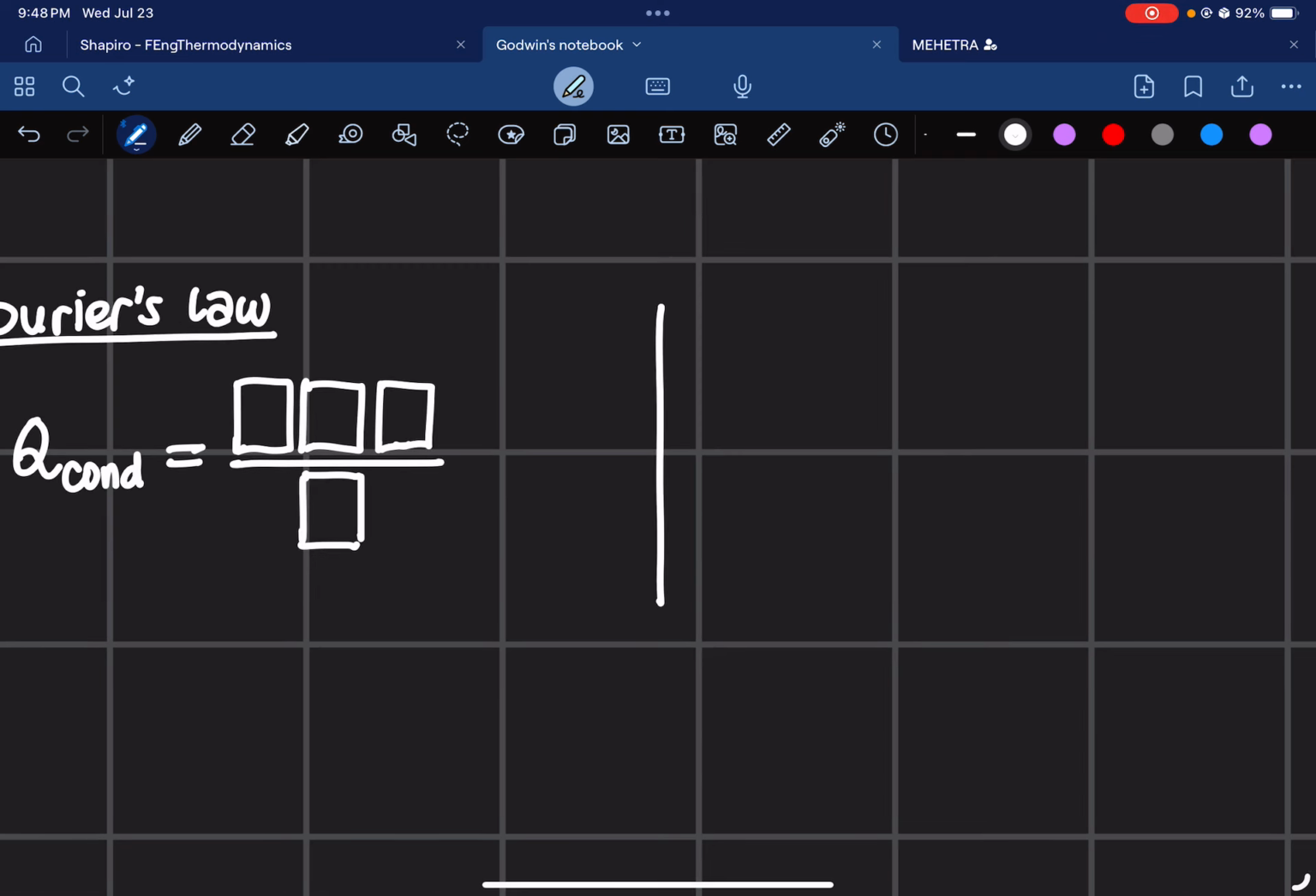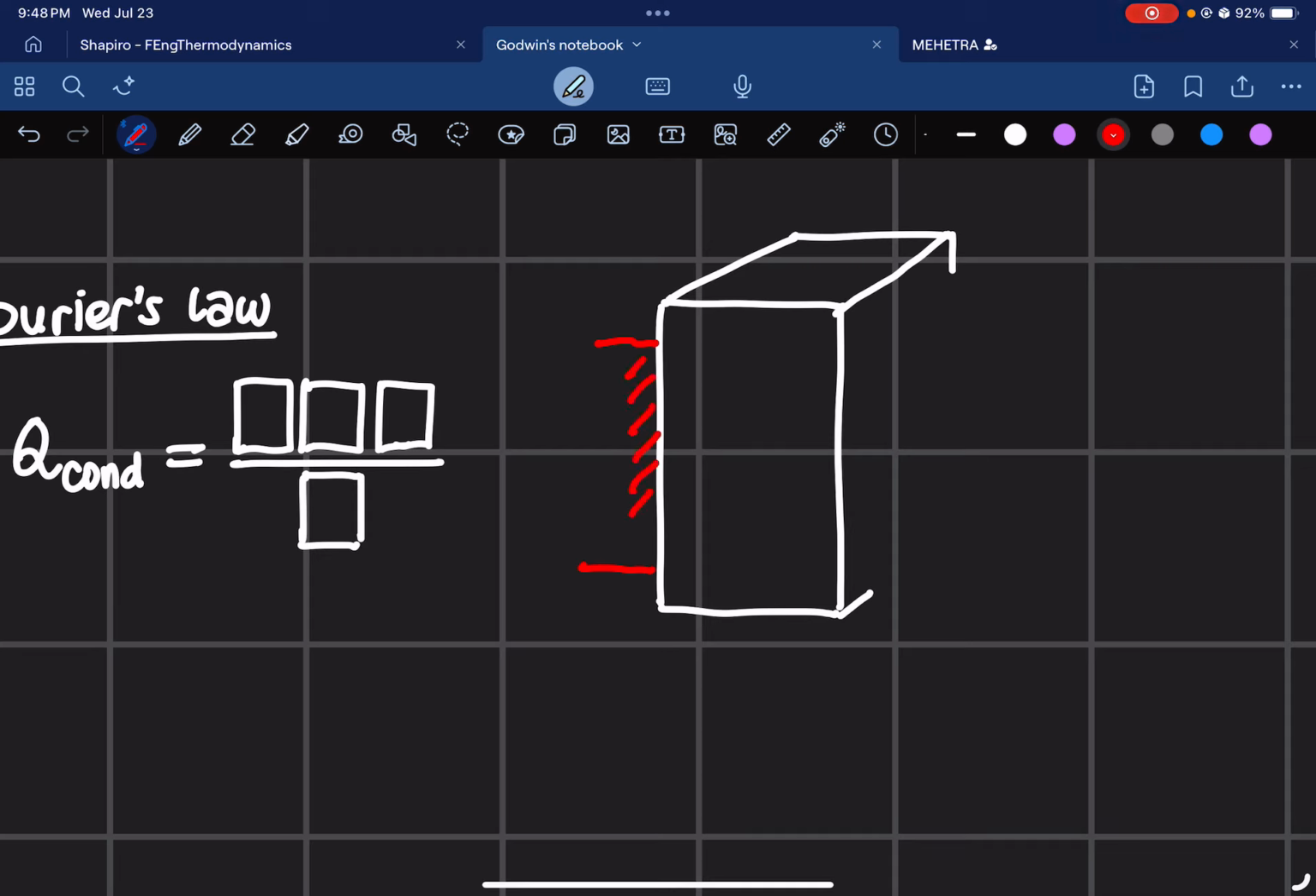Let's say, for example, that we have here a block of material, right? And then on one side, this block is exposed to something that is really, really hot, right? And on the other side, something that is much colder, right?